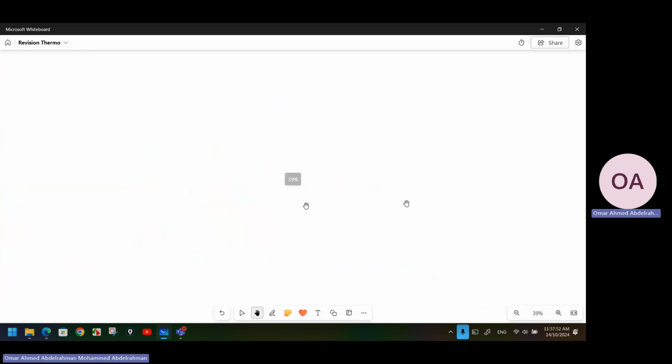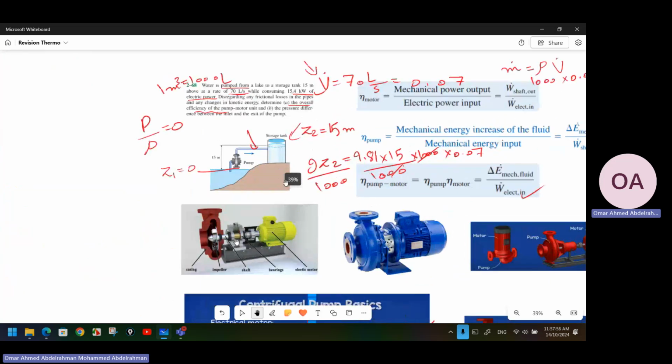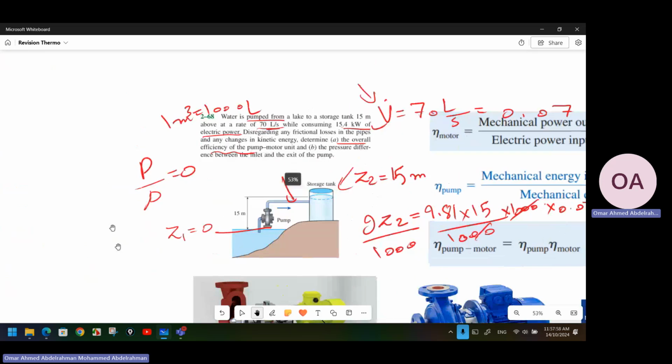Okay. Here the second part, he will ask about the pressure difference because it is important for the pump. The purpose of having a pump is to increase the pressure. So I need a certain increase in the pressure in order to provide the water to reach the surface or the storage tank. If I have a lower pressure, maybe I cannot reach the storage tank. So I need to calculate the delta P, the pressure difference.